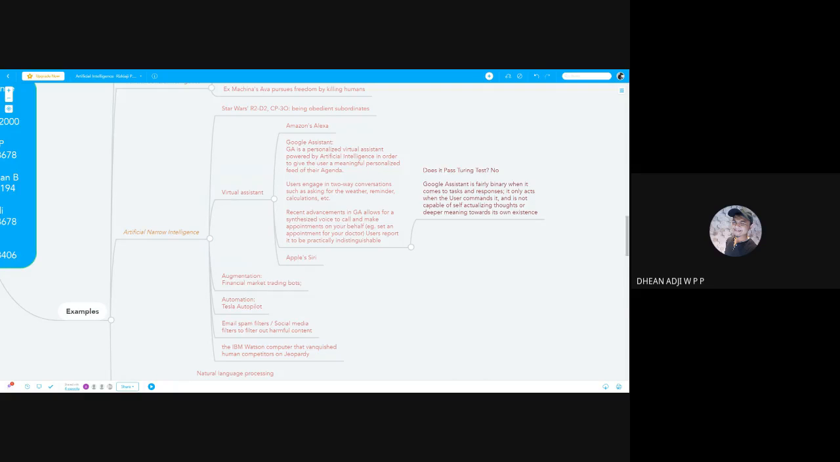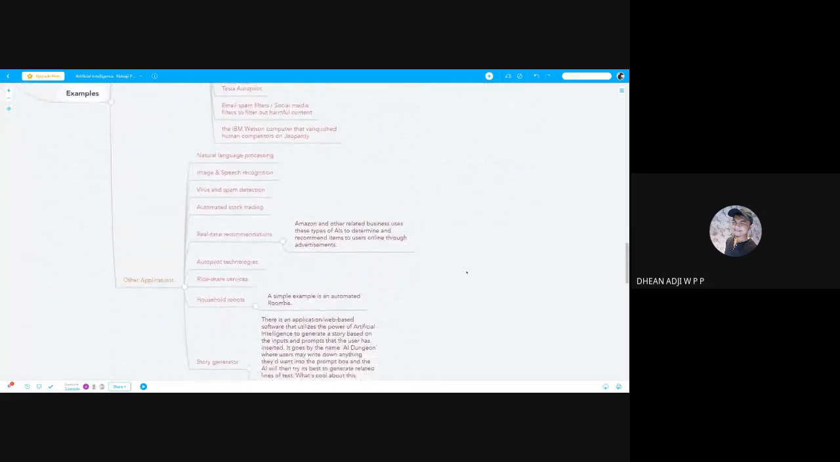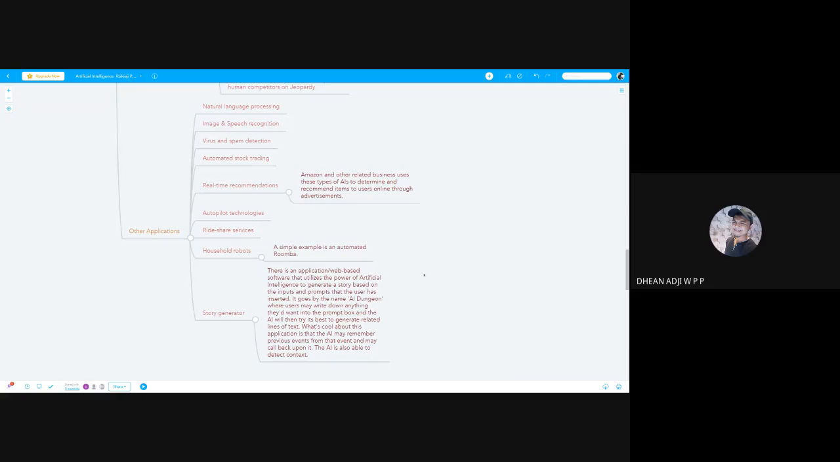There are other applications as well, such as natural language processing, image and speech recognition, virus and spam detection, automated stock trading, and real-time recommendations such as Amazon and other types of businesses, Gojek, Shopee, Tokopedia. They use these kinds of AIs to determine what a user may be interested in buying. There's also autopilot technologies, rideshare services, again such as Uber and Gojek, and household robots, such as a simple Roomba that moves around.